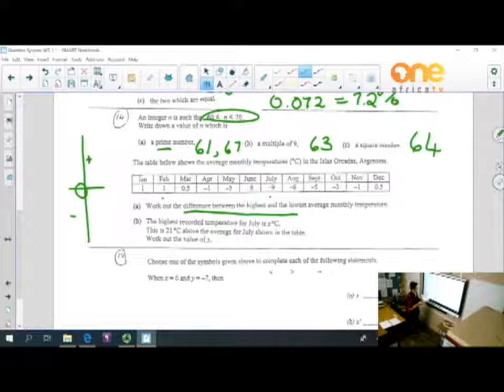So the difference between the two is then 10 degrees. And then the highest recorded temperature for July was X. This is 21 above the average for July shown in the table. Work out the value of X. Now the average for July is -9. And so from 21 to -9, we have 13 degrees.